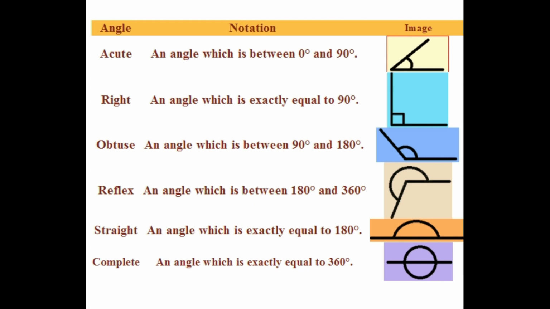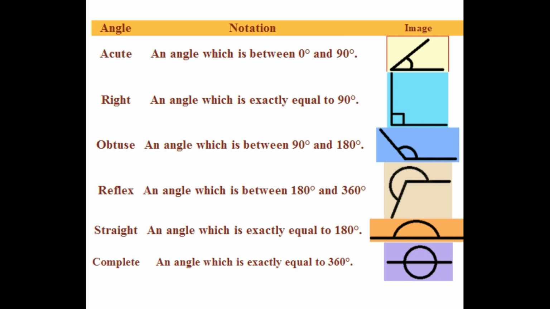Come to next type, that is obtuse angle. An angle which is between 90 degree and 180 degree. That means more than 90 degree and less than 180 degree. That is obtuse angle. You see the third diagram. That is obtuse angle. It has more than 90 degree.